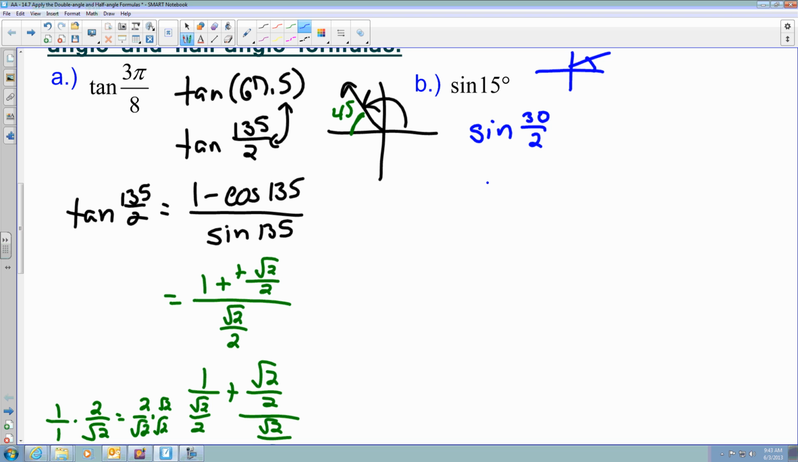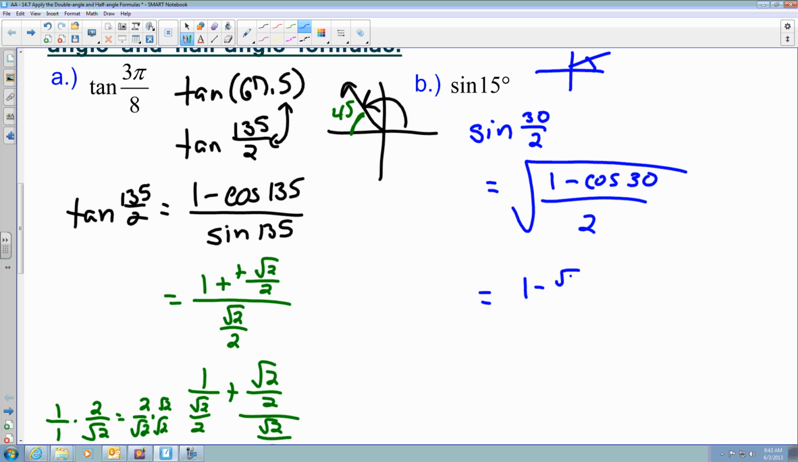So here this is going to equal the square root of 1 minus the cosine of 30 degrees all over 2. Now, the cosine of 30 degrees is the square root of 3 over 2. So I'm just going to write this in: 1 minus the square root of 3 over 2, all over 2.